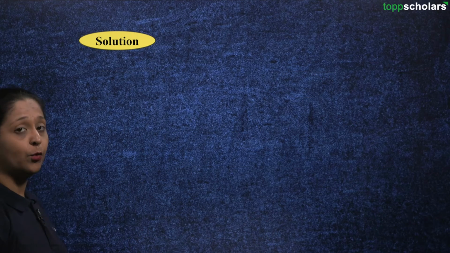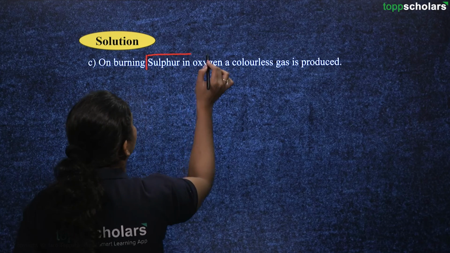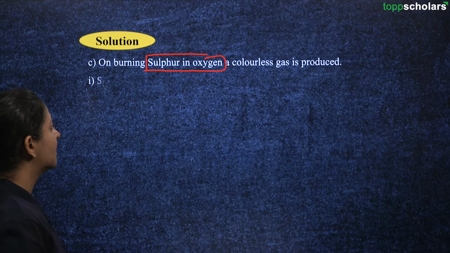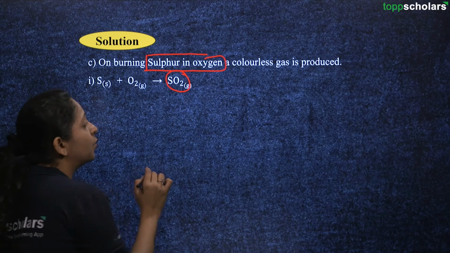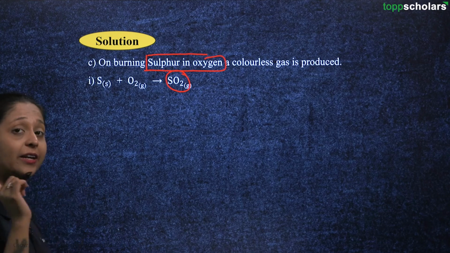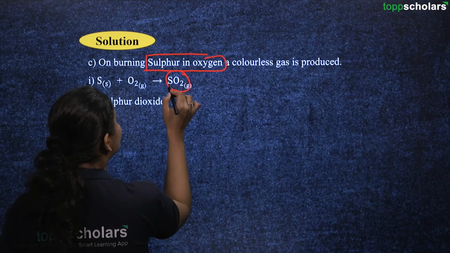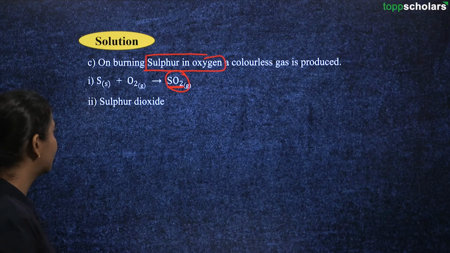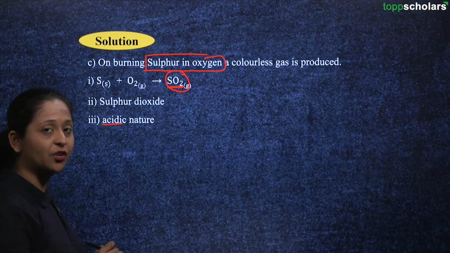Now for the second question which was asked earlier, you have to first determine the reaction of sulfur reacting with oxygen. It is producing a colorless gas. So here you have sulfur reacting with oxygen producing SO2, which is a gas, right? And it is colorless in nature. So you have to write down the chemical equation first. What do we call it? We call it sulfur dioxide. That is the product which is formed here. Then this gas is acidic in nature.